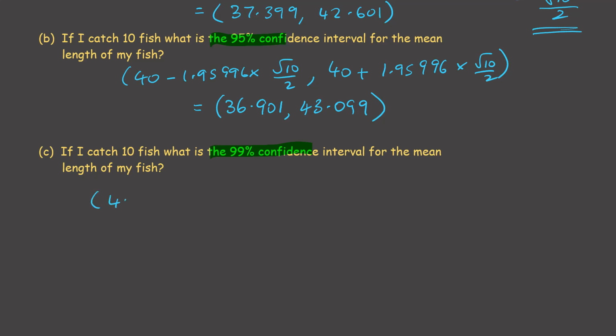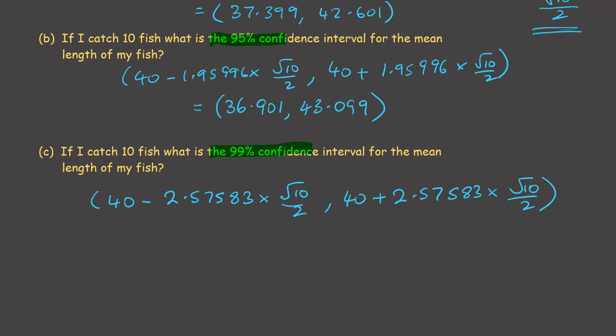And then for 99%, all you do is change the value again. So it's going to be 40 take away 2.57583 times root 10 on 2. And then we've got 40 plus 2.57583 times root 10 on 2. And that will give us 35.927 and 44.072.